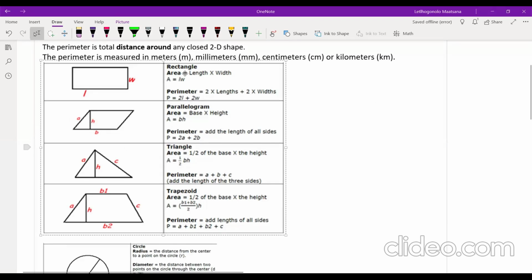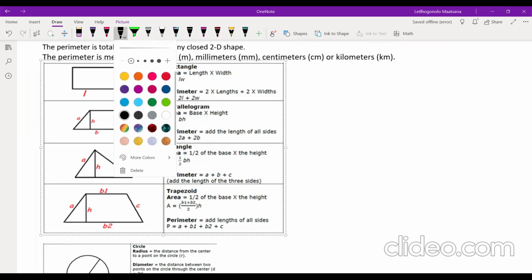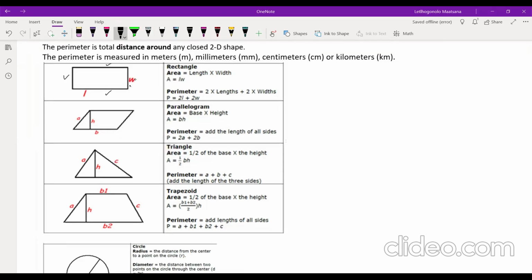For our area, we'll have length times breadth for a rectangle, and the perimeter is about adding this side to that side to that side to that side. Because these two are equal, we'll just say 2 times the length, and these two are equal, we'll say 2 times the width. For the parallelogram, the area would be the base from this point to that point and the perpendicular height h. For the perimeter, it's just about adding this side to that side to that side to that side, so we'll end up with that equation.